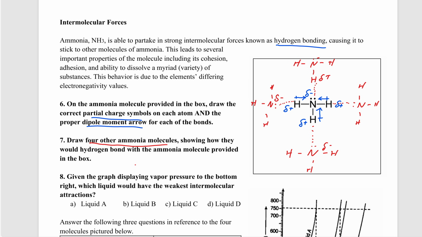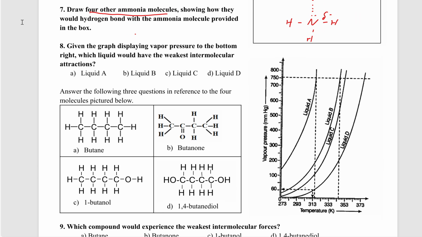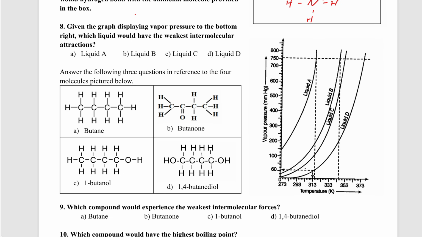Okay, so number 8. Given the graph displaying vapor pressure to the bottom right, which liquid would have the weakest intermolecular attractions? Okay, so vapor pressure, it's essentially how many molecules of gas are above a liquid. And in order to think about that, if something evaporates very easily, it will have a lot of gas above it. So, apologies for the siren in the background, that happens.